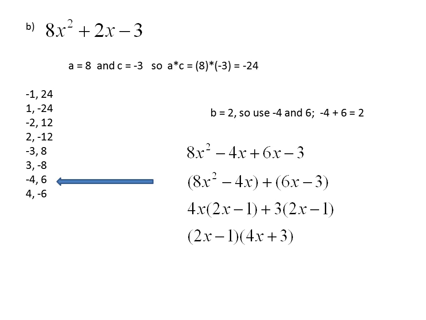and we will have a 4x plus 3 remaining as our other factor. So the complete factorization of the 8x squared plus 2x minus 3 using the AC method is 2x minus 1 times 4x plus 3.